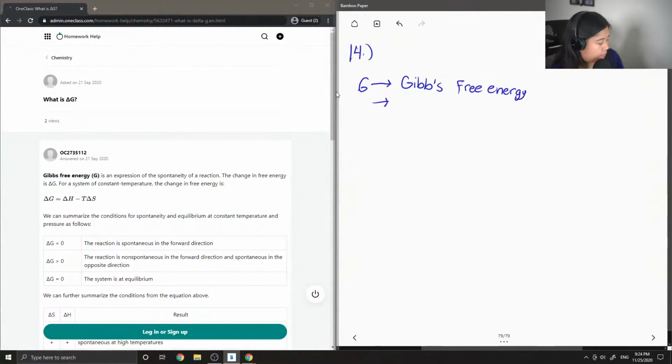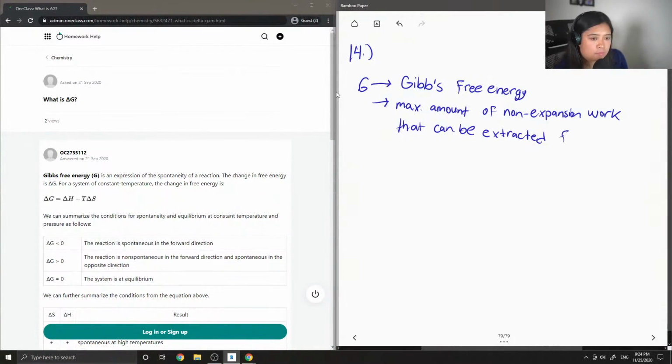So basically, this tells us the max amount of non-expansion work that can be extracted from a thermodynamically closed system.